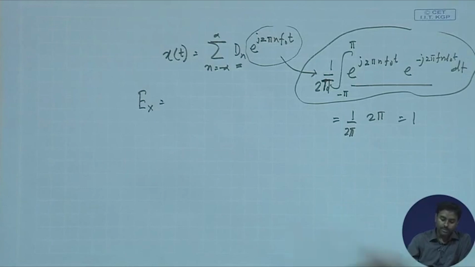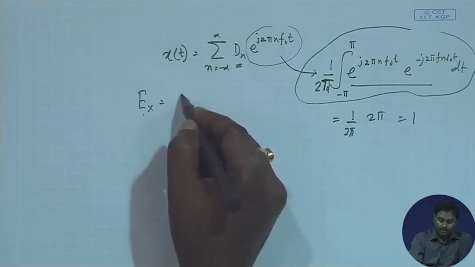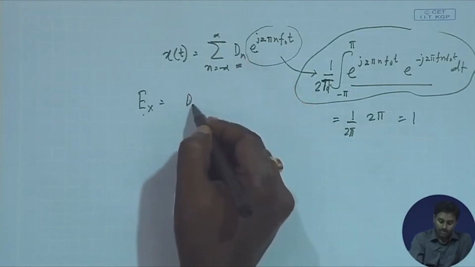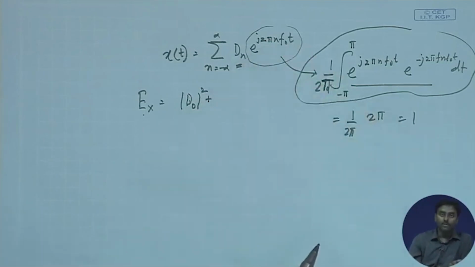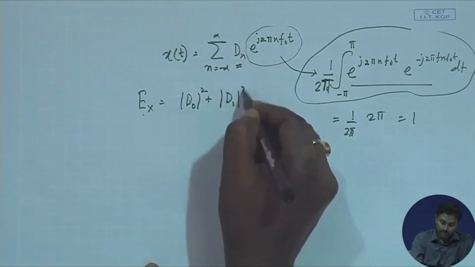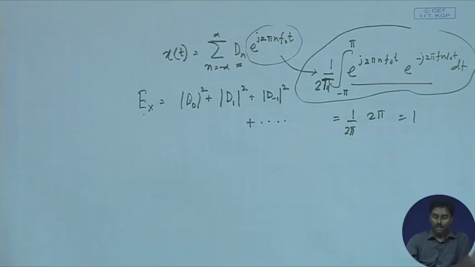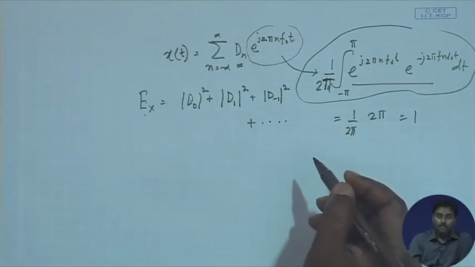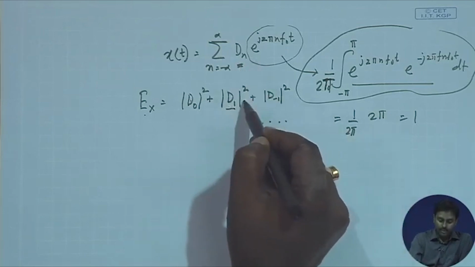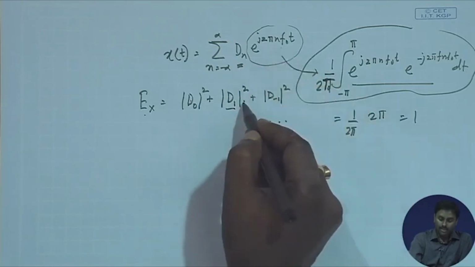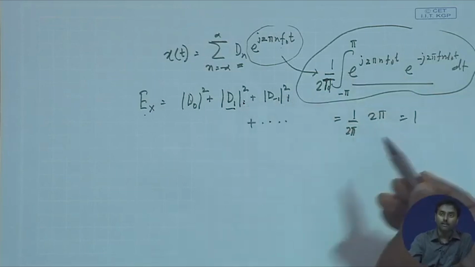So, once I have got this, then I know that the overall energy should be just the individual terms. Suppose the 0th term is D0, so mod D0 square plus, then I have to get D1, D minus 1, everybody's mod square. So, mod D1 square plus mod D minus 1 square plus dot dot dot. Now, I also know that, of course, remember that this coefficient square is multiplied by the energy of the first one. Now, the energy of the first one is, for any value of n, 1. So, that is why all those values are coming to be 1.